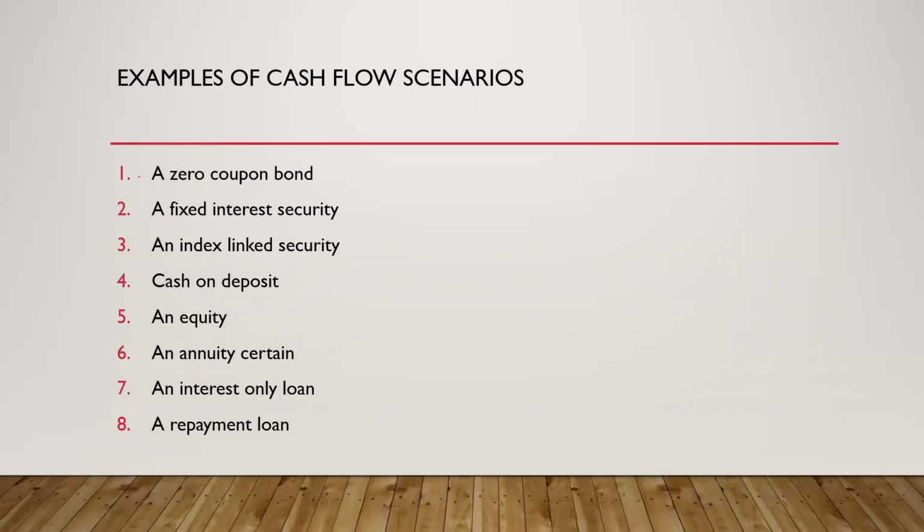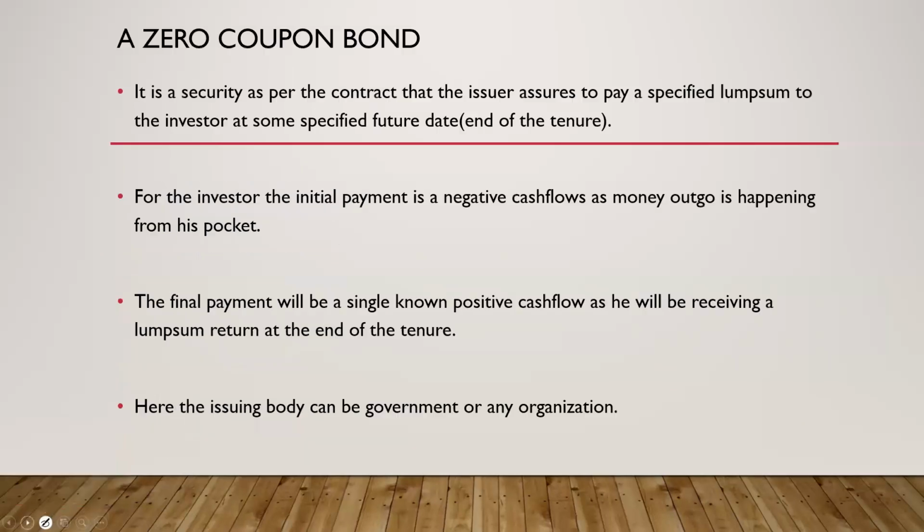The first scenario is a zero coupon bond. The second is a fixed interest security, then an index linked security, cash on deposit, an equity, an annuity certain, an interest only loan, and finally a repayment loan. So we will focus on the first 4 examples in this presentation or PPT. Moving on to the next slide that explains the first scenario, that is a zero coupon bond.